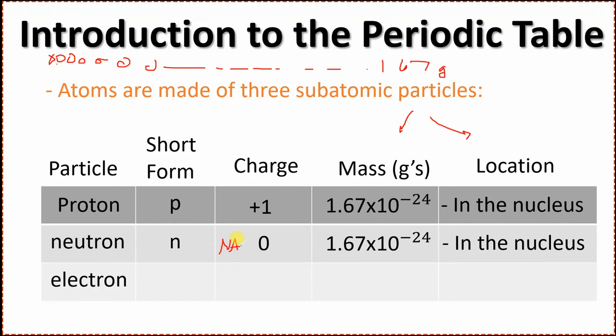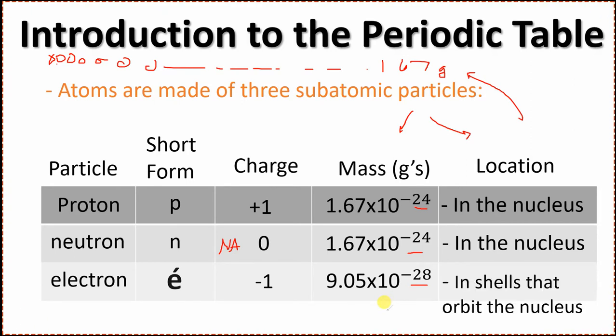And lastly, we're going to talk about our electrons, and they have a short form of this E with a line over top. You don't necessarily have to put the line. They have a charge of -1, and their mass is actually, again, if you look here, these are -24. This is -28, so it'd be like we have to add another 4 zeros onto this really small number that we wrote up here earlier. So electrons are even lighter than that. And where are they found? Well, they are found in shells that orbit the nucleus.